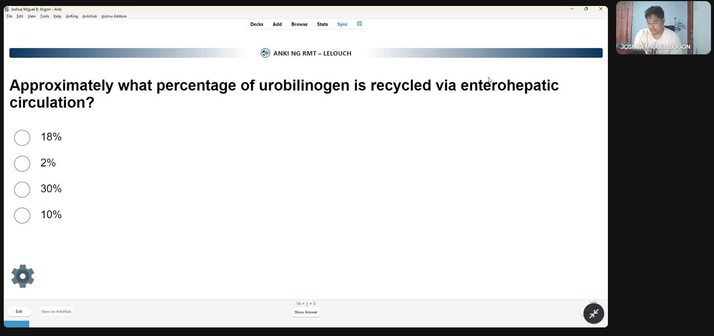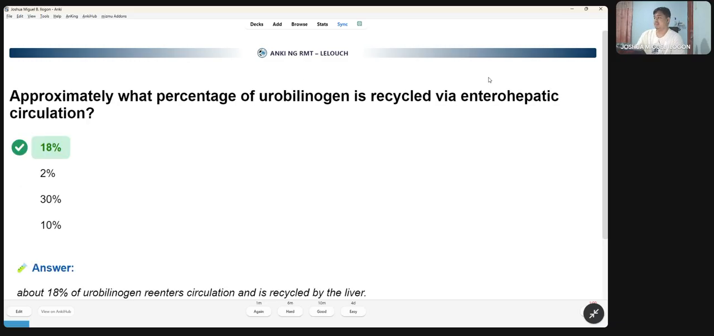Okay. BUN creatinine ratio. Oh god. So, alright, the question, let's go back here. I've read enough. Approximately what percentage of urobilinogen is recycled by enterohepatic circulation? 18%, 2% is in your urine, and 80% is in your feces. So that's your 18%.